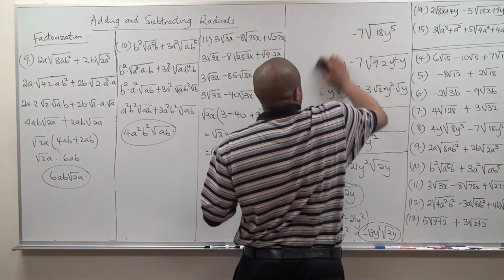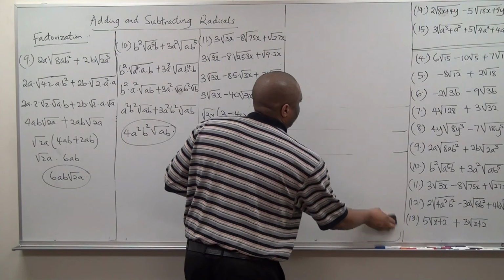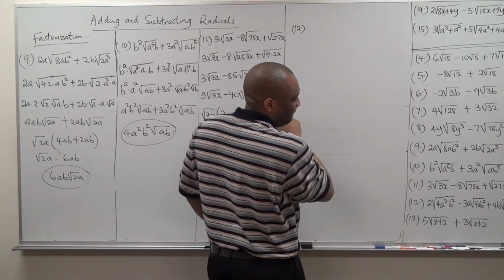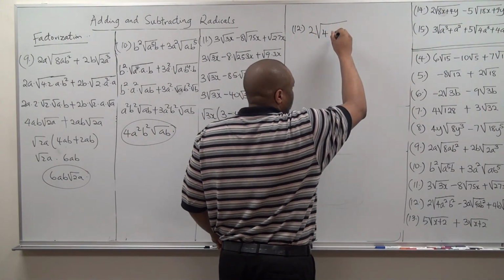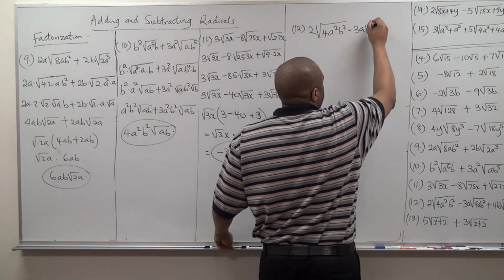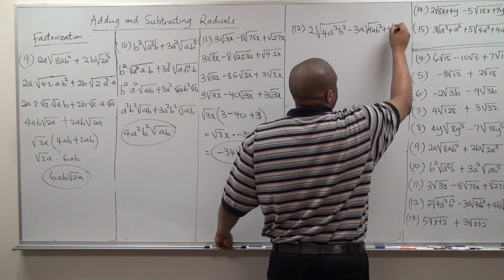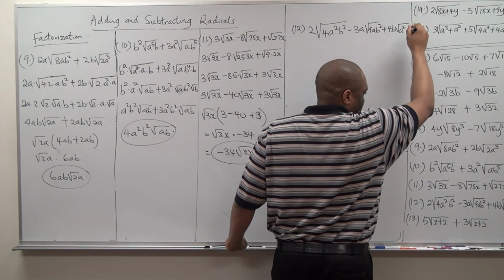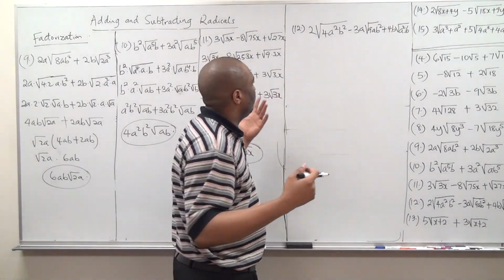The next one, number 12. We are moving on and on. Number 12, we have 2 square root of 4 a squared b squared minus 3a square root of 9ab squared plus 4b square root of a squared b. Okay. Same method, the same thing, we simplify.